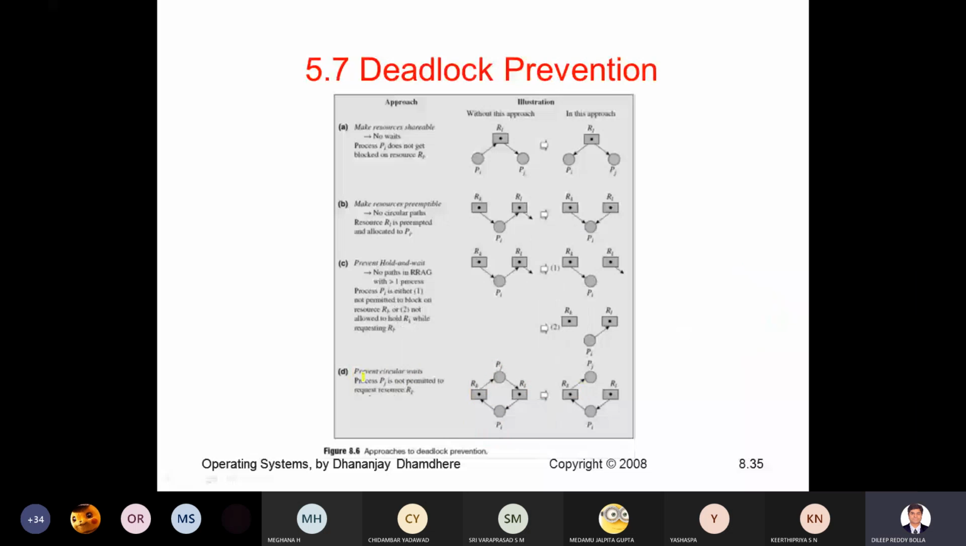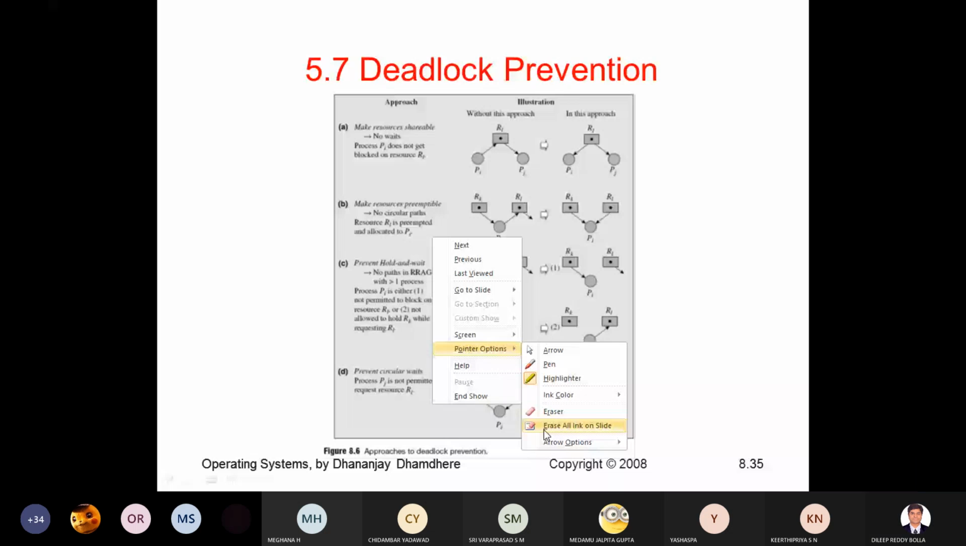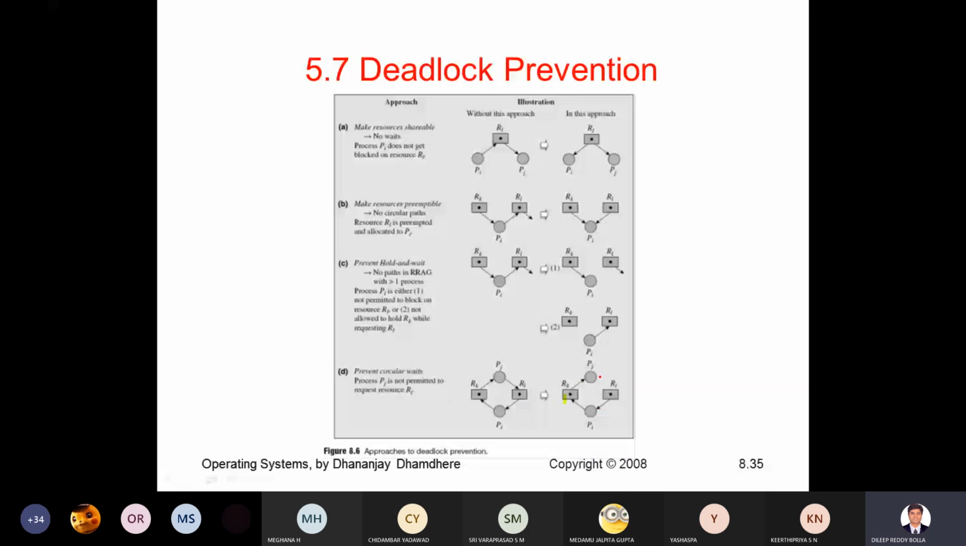So, prevent circular waits. The process PJ, where is PJ here? See this one, the process PJ is not preempted to request resource RL. Sorry, my mistake, let's check here. It's PJ. We are not allowing this part, so this part we are cutting down. So what is happening here? If you cut down this, what will happen? This connection is not there. You can see this has been cut down. So we are able to prevent the circular waits, and we can prevent the deadlock condition.